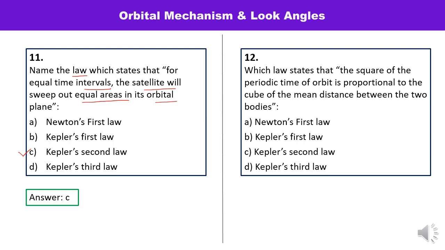Next is, which law states that the square of the time period of the orbit is proportional to the cube of mean distance between the two bodies? Means T square is proportional to the a cube, and this is Kepler's third law. Option is D.